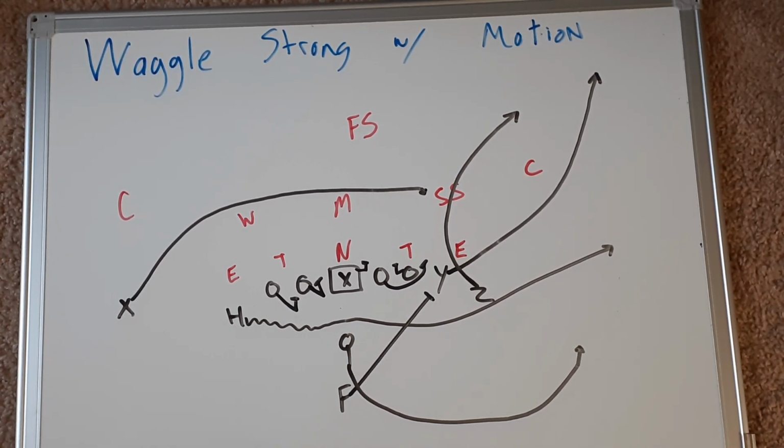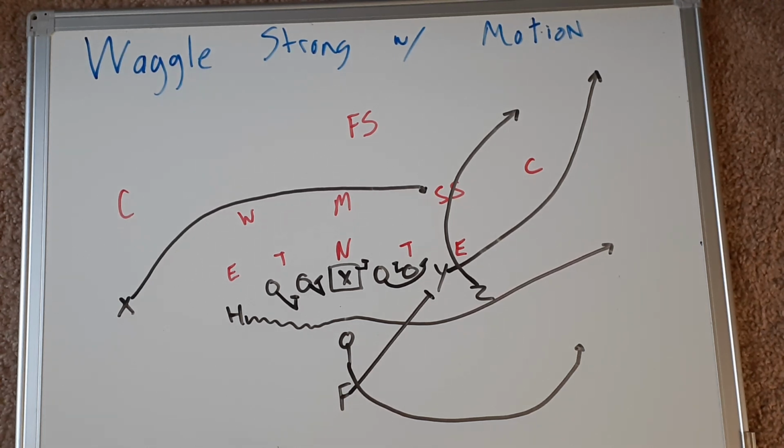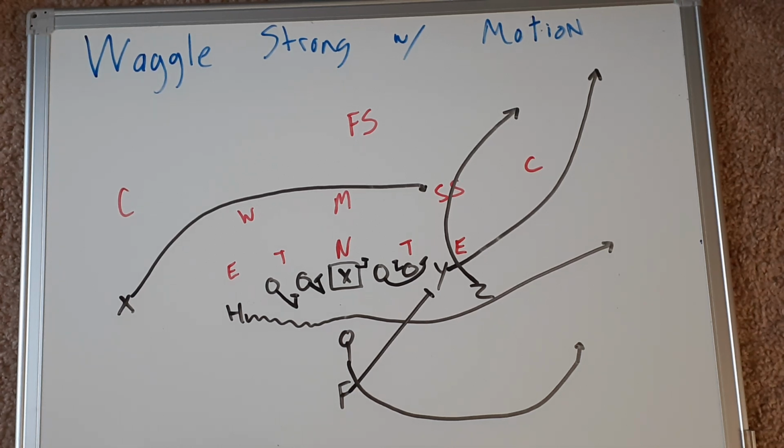Okay, today we're going to look at our waggle strong with motion. We can run our waggle strong either with motion on the Z back going away from motion, or in this case our H back going towards the tight end wing and running that waggle to the tight end wing with the motion. What we see and why we've had success calling this is when the outside linebacker and the corner are both playing heavy on the motion, trying to get the edge, trying to stop the jet sweep and prevent us from getting to the perimeter.